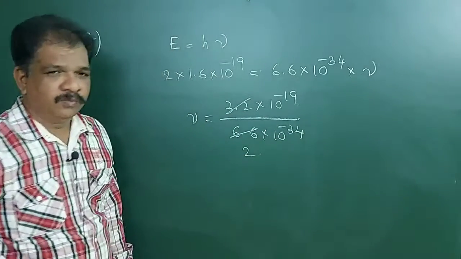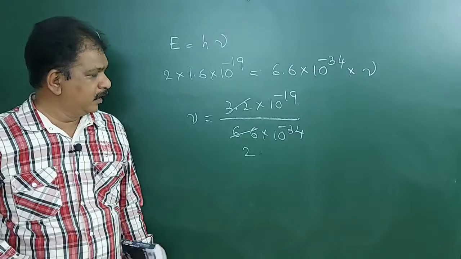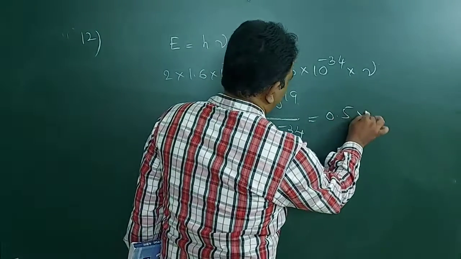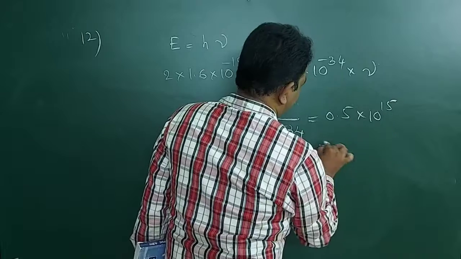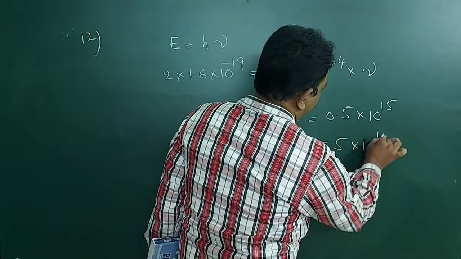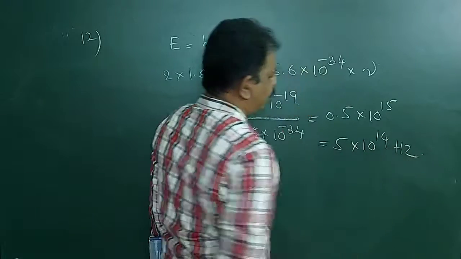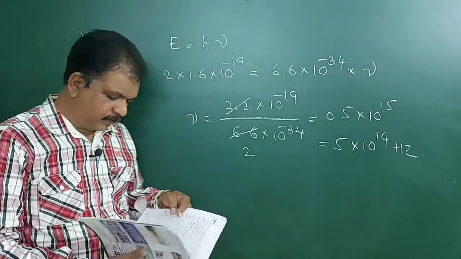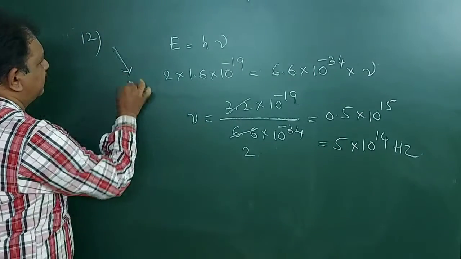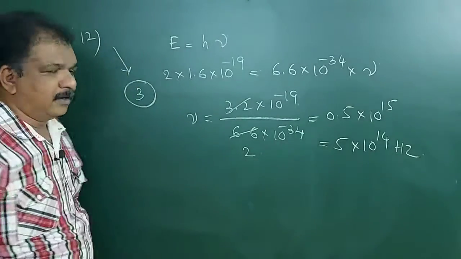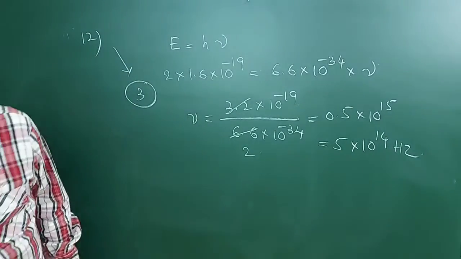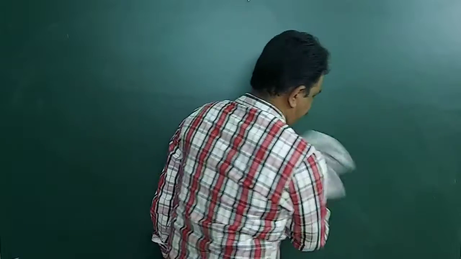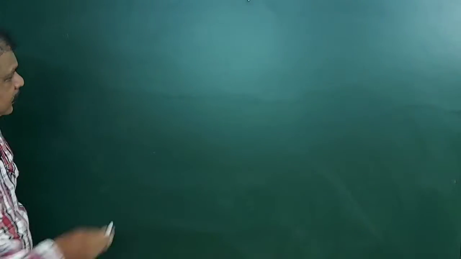Approximately it will be 2, just more than 2 will be there. It will be 1 by 2, which means 0.5 into 10 power 15. So 5 into 10 power 14 Hz. So the option for the 12th question will be the third option. Next, 13th. What they are asking, see.